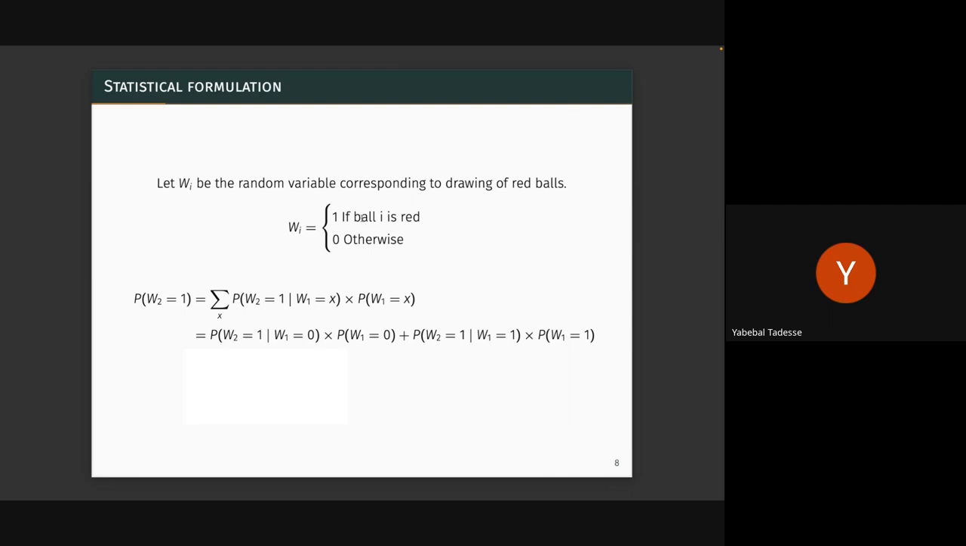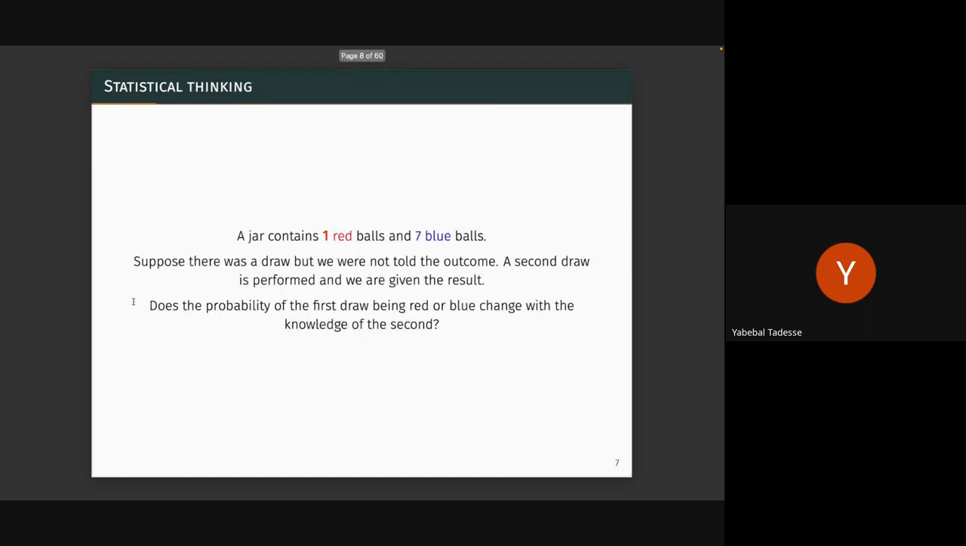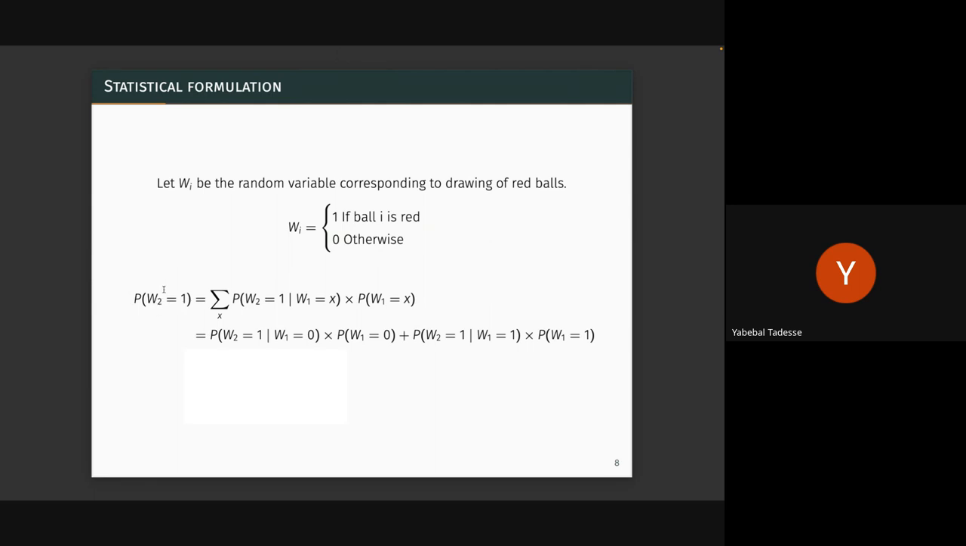As I said, W is a random variable corresponding to drawing of red balls. So when the red ball is drawn, W gets 1, and otherwise it gets the value 0. Then I can write, using a simple product rule, which I will come to, the probability for this question: the probability that at the second draw, the drawing of the ball being 1, which means red, is translated by the summation rule that says all possibilities, so that means X is in this case 2, right?